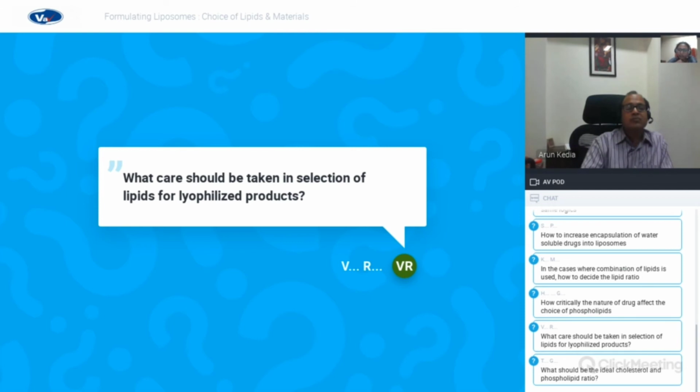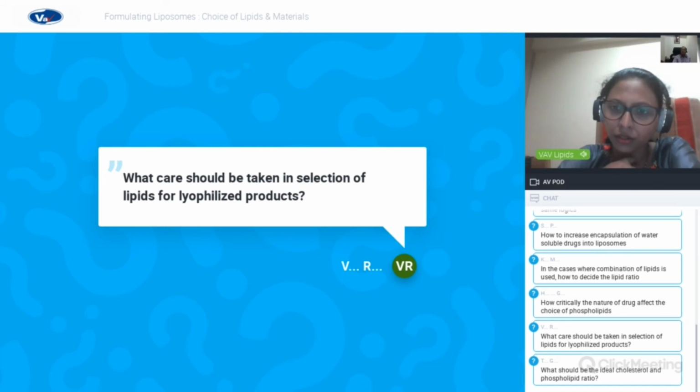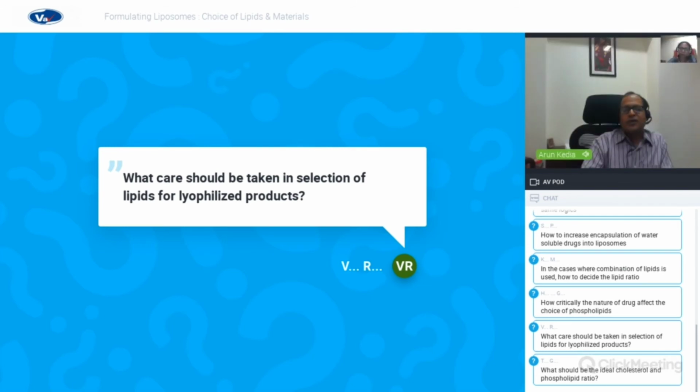What care should be taken in selection of the lipids for lyophilized products? No specific care. All well-produced lipids can be used for lyophilization. I would say it's not the choice or selection of lipid which is a critical factor in lyophilization, but the process of lyophilization in itself. It's again a common mistake, because lyophilization is not unidirectional. You might pull out the water of the liposome and then you have no liposomes, you have only dry lipids and the drug in a solid matrix.